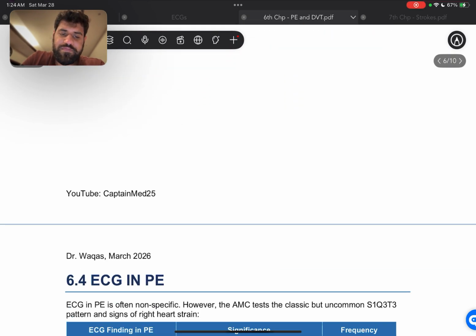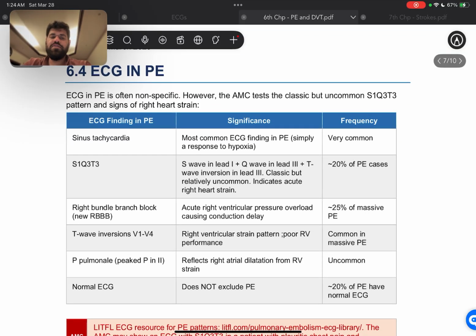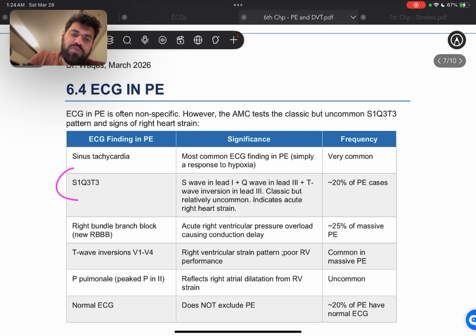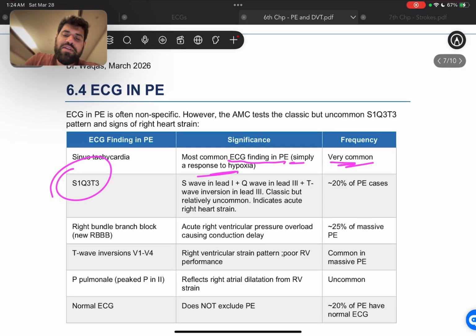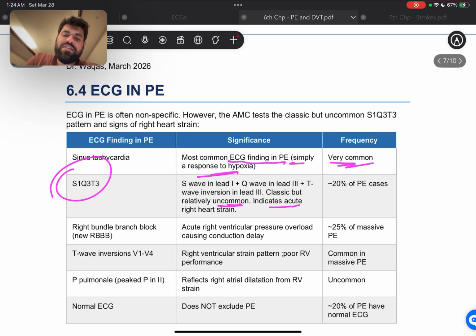All right. Now moving on to the ECG and PE, the most important pattern is S1Q3T3. Sinus tachycardia is the most common ECG finding in PE, simply a response to hypoxia. Then S1Q3T3 is an S wave in lead 1, Q wave in lead 3, and T wave inversion in lead 3. Classic, but relatively uncommon, and it indicates acute right heart strain. It's in about 20% of PE cases.